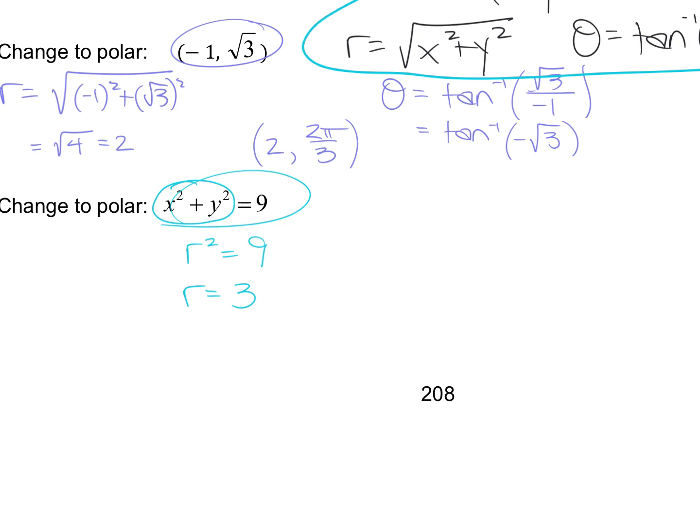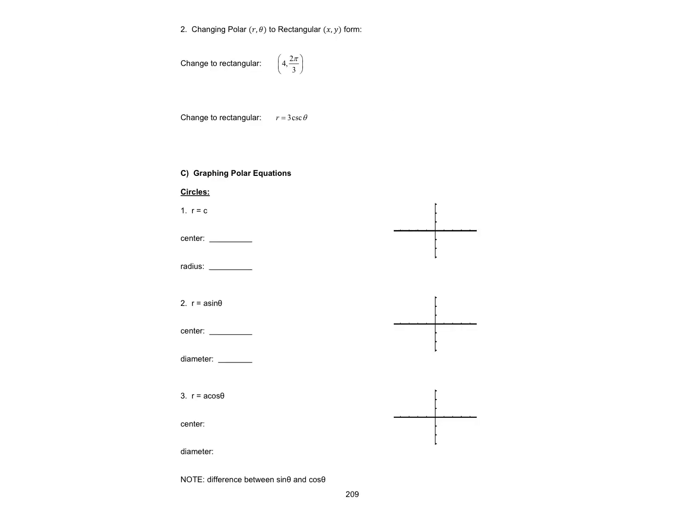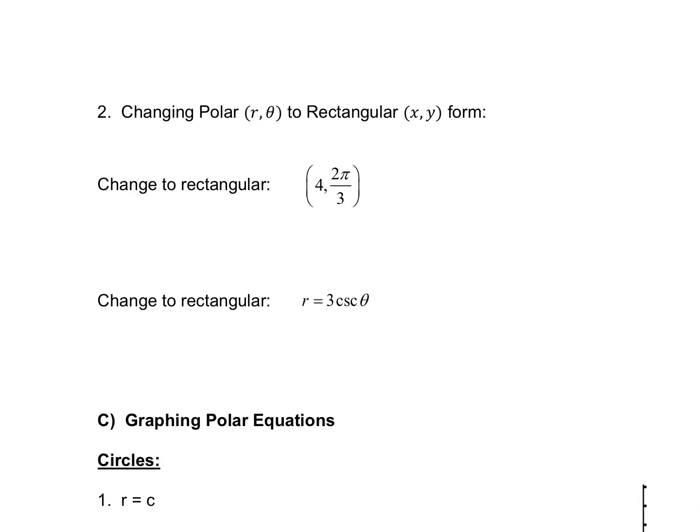Converting the opposite way, we will use our other formulas. Is that all we would write? Just r = 3? Mm-hmm. r = 3 is a circle with a radius of 3. That is what a polar graph of a circle looks like. So we don't need a theta? No, you don't. If there is no theta, that means it happens at every theta.